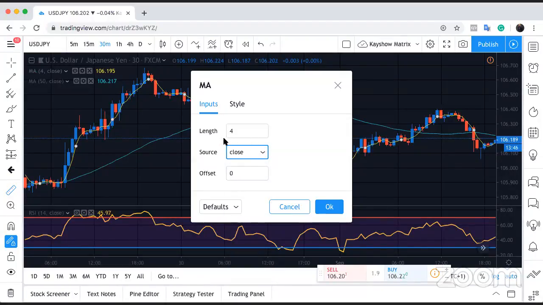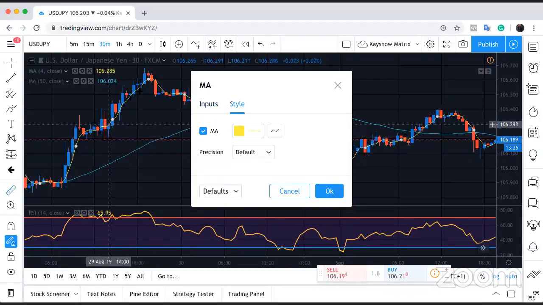If you notice the signals I send to the group, I always send them at the end, or the close, of a candle. I like to see the candle close first and see what happens before I enter a trade. So at the close is fine. And then your style, that's why I was able to choose this yellow color.